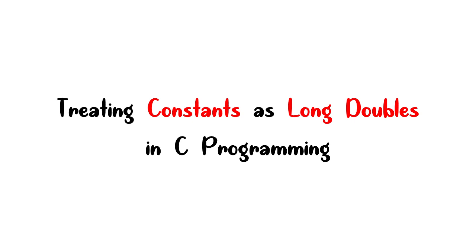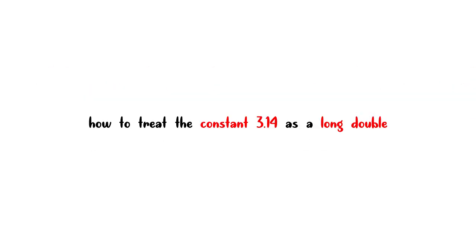important. Today, we're going to talk about a small but crucial detail in C programming, how to treat the constant like 3.14 as a long double.